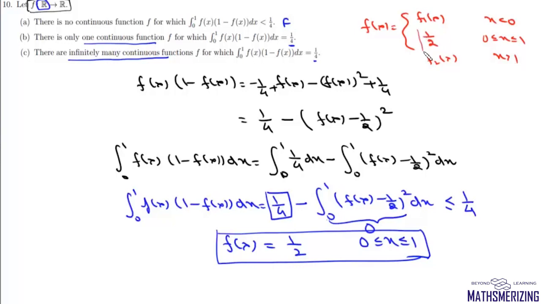So any function whose value is 1 by 2 between 0 and 1 will satisfy this property, that is, integral from 0 to 1 f(x) into 1 minus f(x) dx will be 1 by 4. So there can be infinitely many such functions so that this integral is 1 by 4. So that means option C is correct and option B is incorrect. So it should be false, false and true. So the answer to this question is false, false, true.